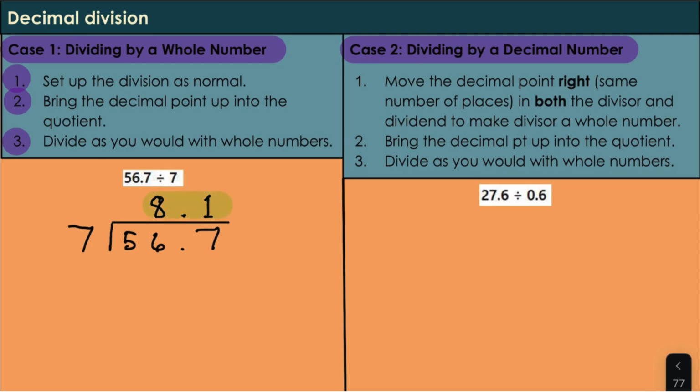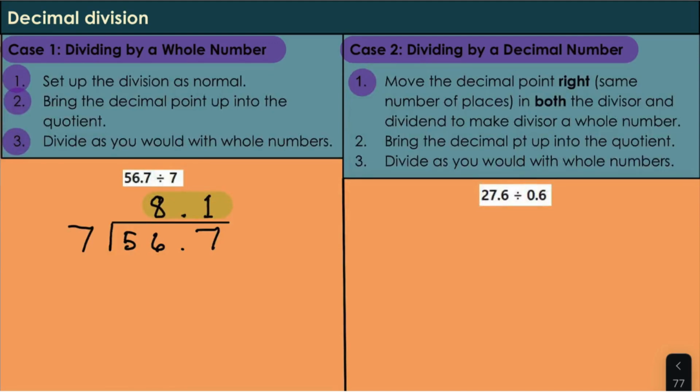Next example, we are dividing by a decimal number, the number being 0.6. Step number 1, move the decimal point right the same number of places in both the divisor and the dividend to make the divisor a whole number. Both the dividend and divisor have 1 decimal place. We multiply both of them by 10.